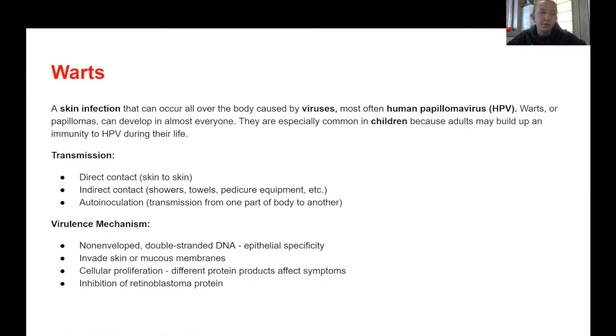The cellular proliferation creates the visual appearance and texture that is associated with warts. And then this allows for the inhibition of retinoblastoma protein, which when functioning correctly is supposed to inhibit tumors. So when the retinoblastoma protein is inhibited, it allows for growths to occur. And the different types of warts can exist because of the different types of protein products from this process.